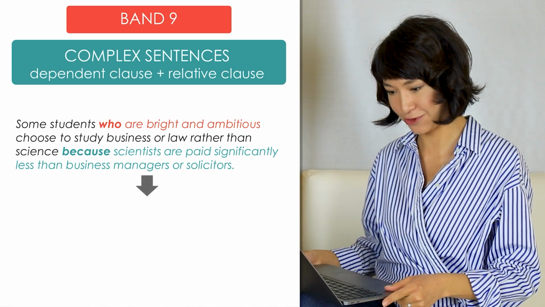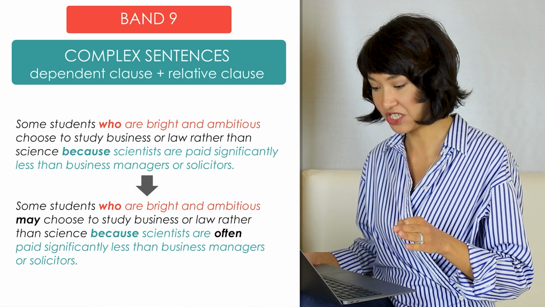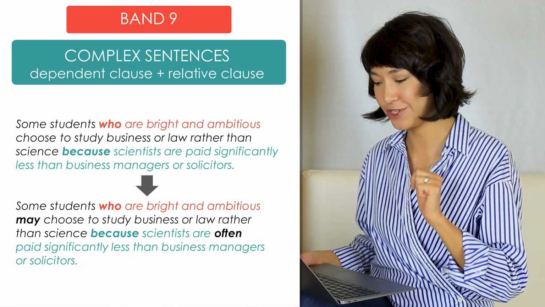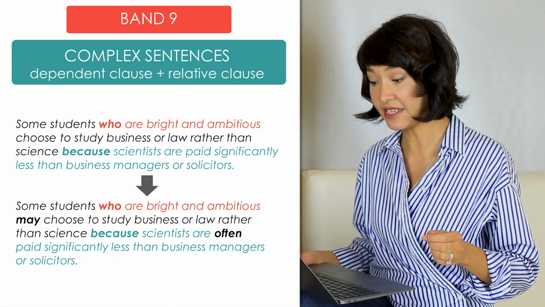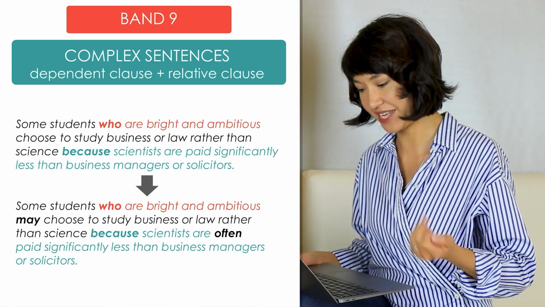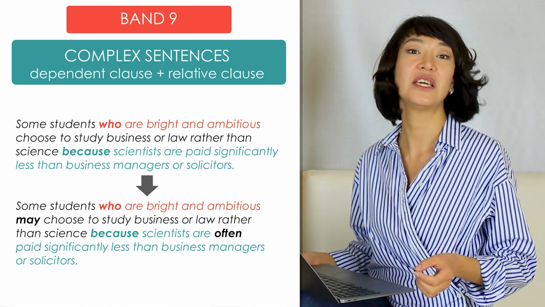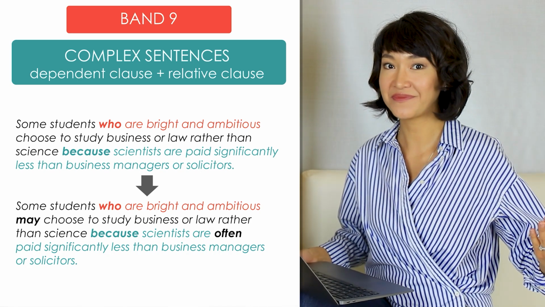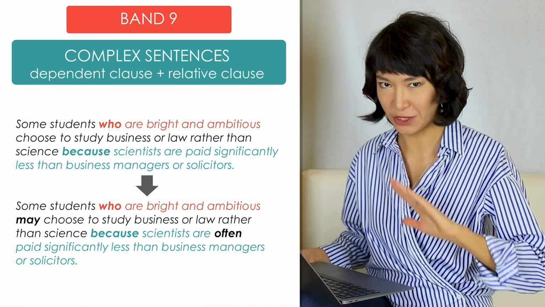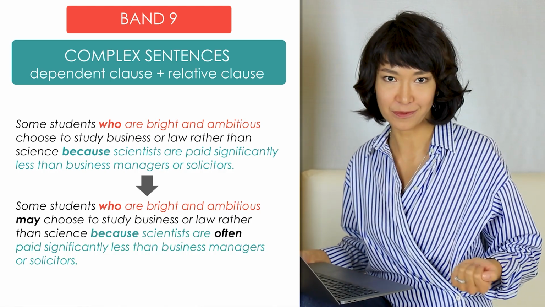Here's how we can do it. Some students who are bright and ambitious may choose to study business or law rather than science, because scientists are often paid significantly less than business managers or solicitors. So they may choose that or may not. So we're not sure, we're not stating that's always so, and may is a modal verb, so it's great to use.